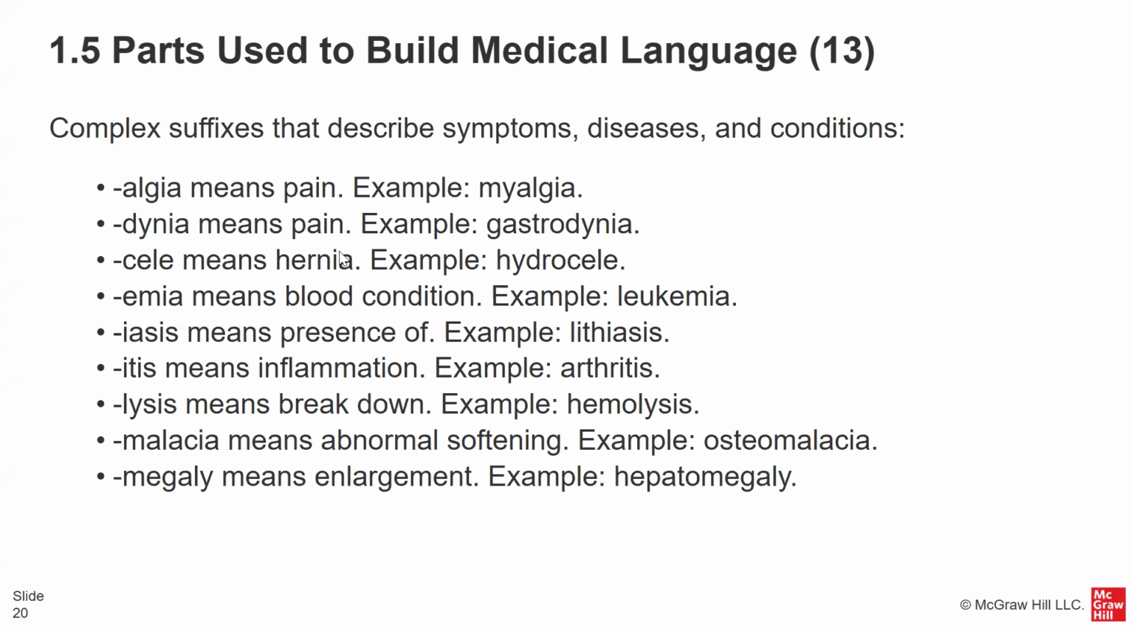So also dealing with suffixes. Remember, I mentioned earlier how suffixes can tell us what's wrong with the body part. Algia is the suffix that means pain. Myalgia is muscle pain. Myo means muscle. The next one here, dynia. Dynia also means pain. What body part has pain?